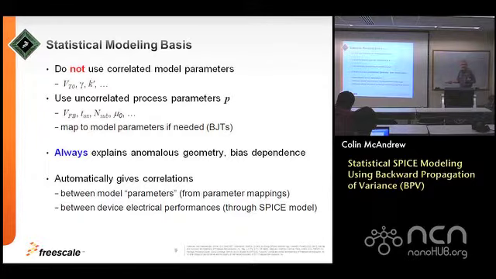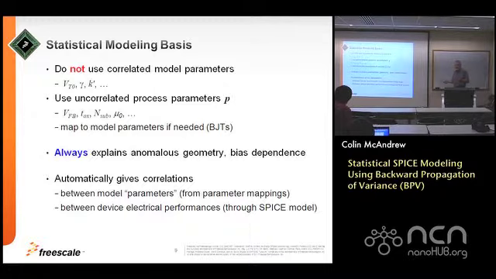The good thing is that they were defined by a person whose job I actually took when he retired at Motorola in 1989, and to this day we still use the same mappings. What I've found is that whenever there's been anomalous variation in statistical variation over geometry or bias, by basing it on these physical parameters, we have always been able to explain that.